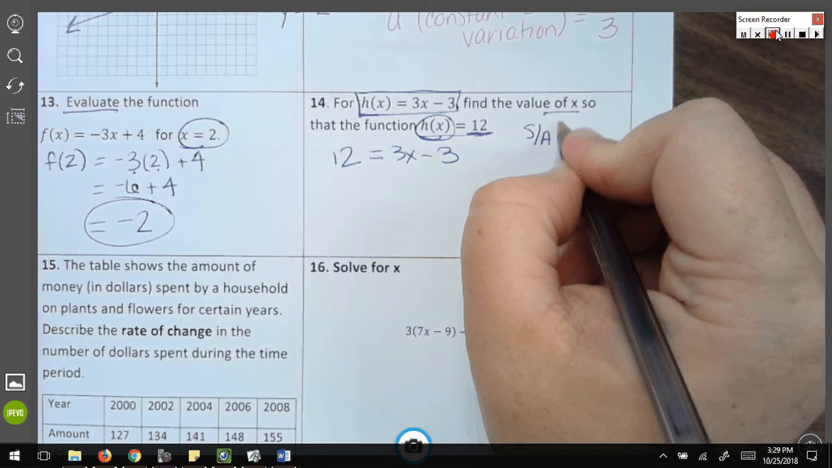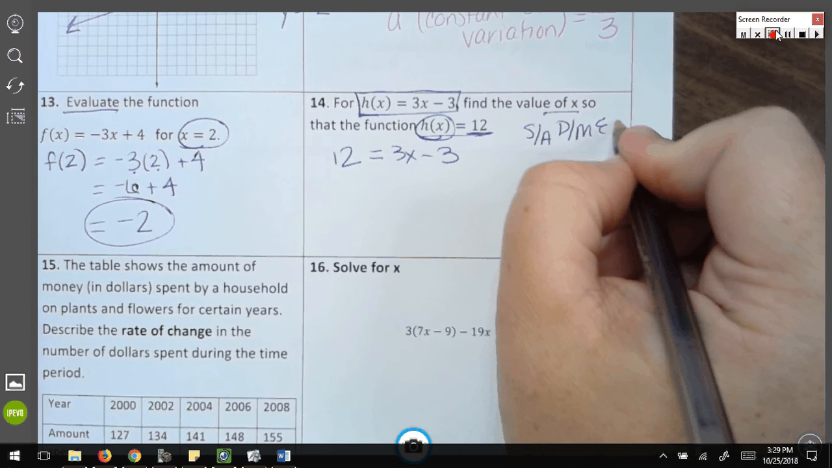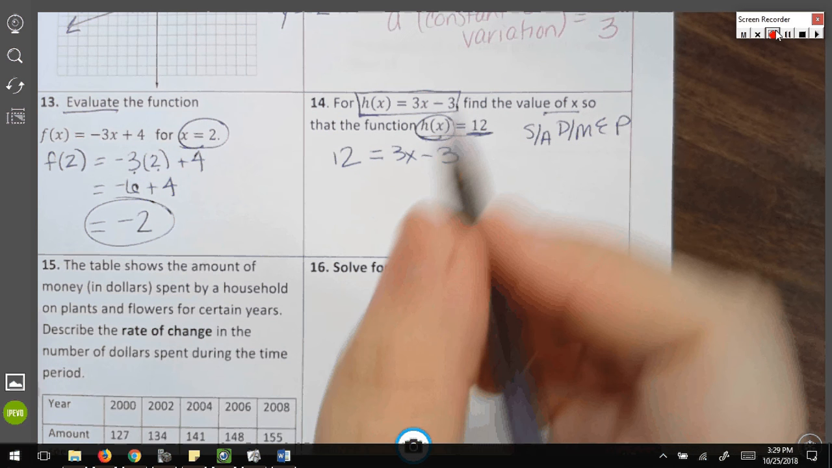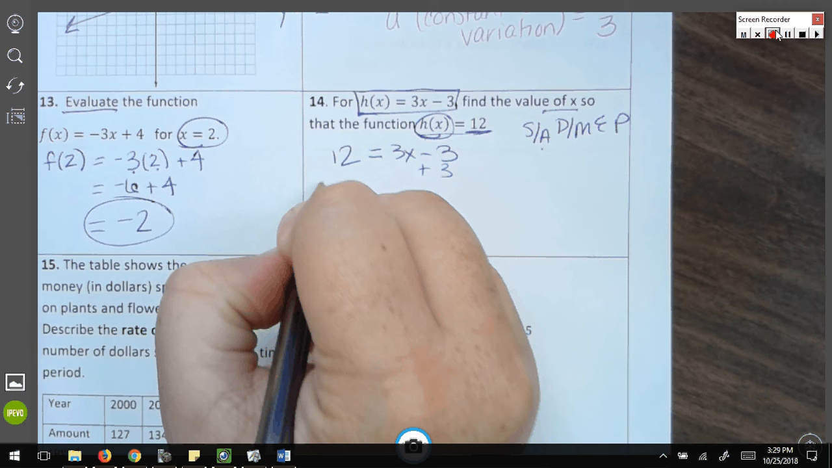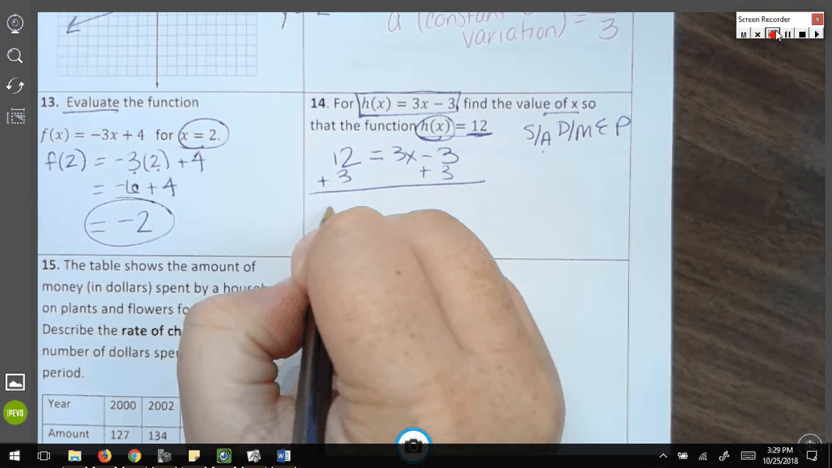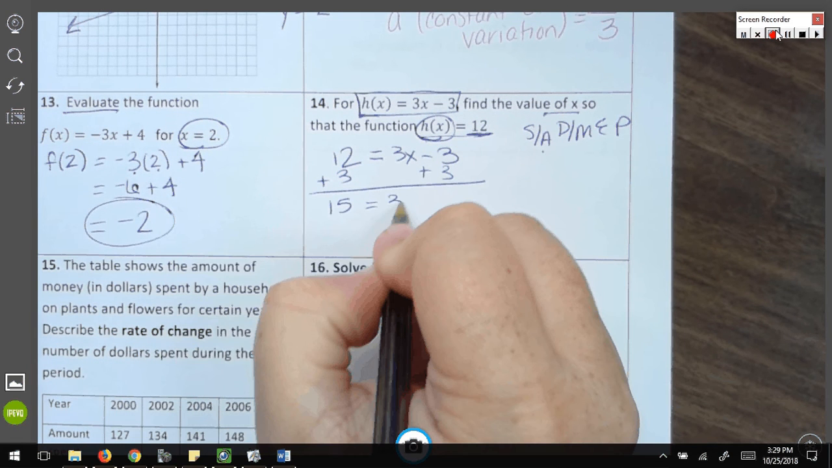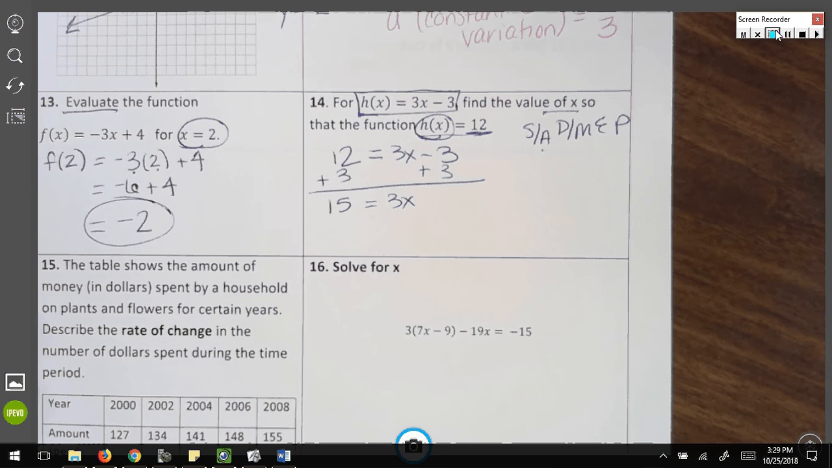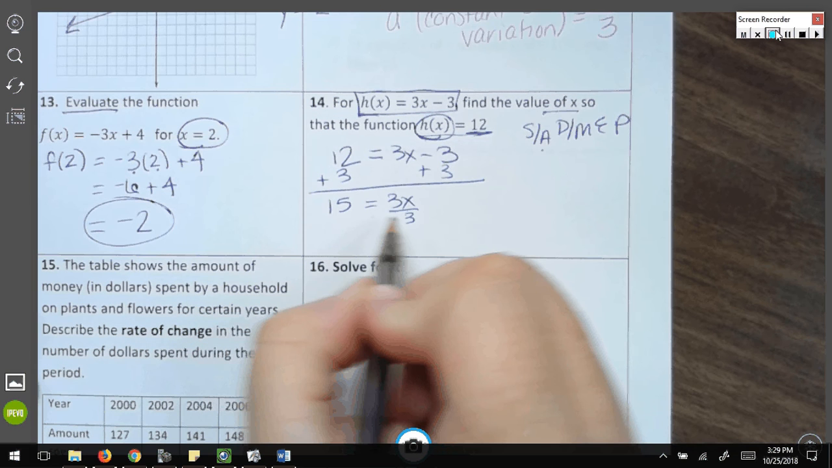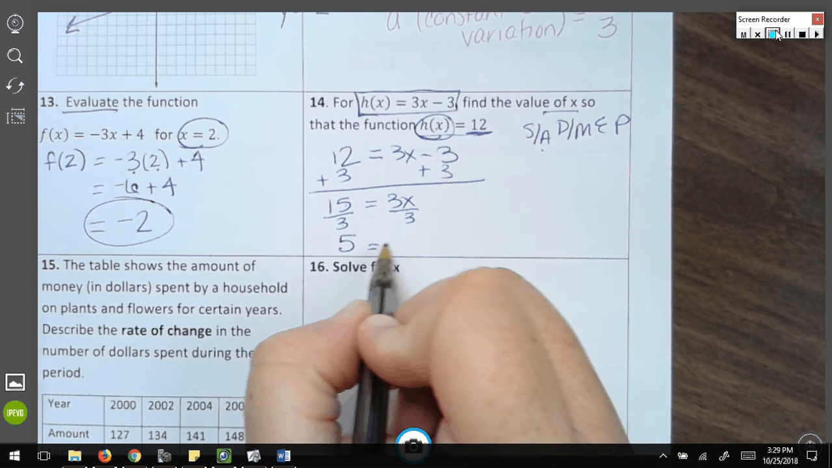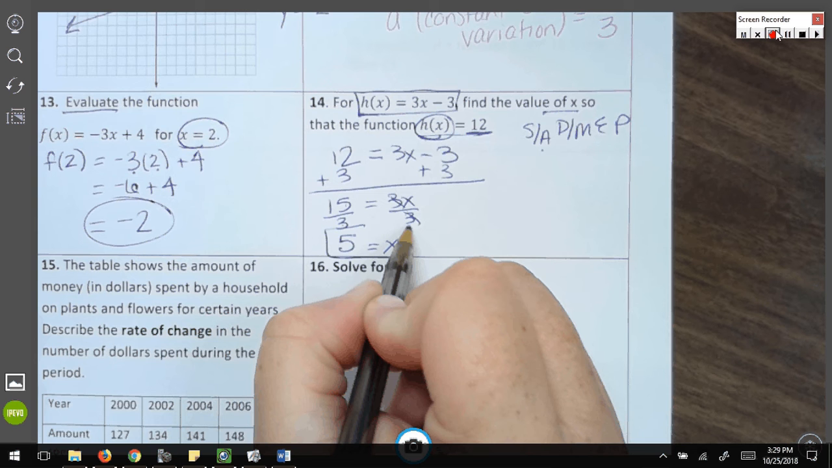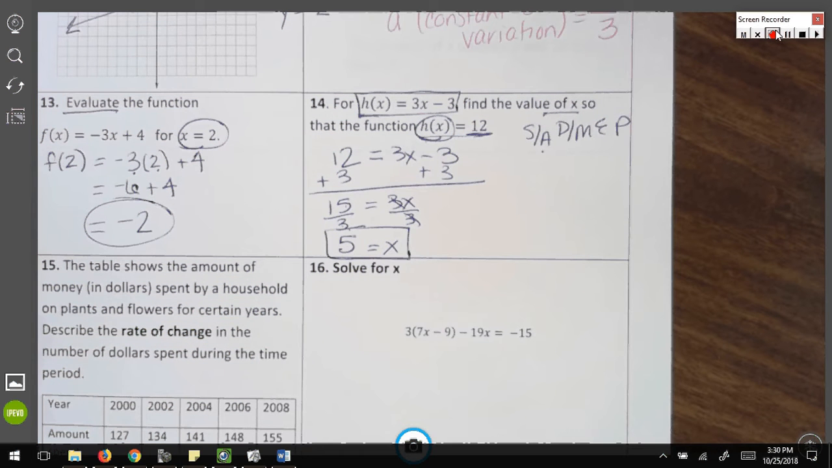Remember, we're going to go in reverse order of operations. I want to add or subtract first, so I'm going to add the 3 to both sides. And I get 15 equals 3x. Again, solving for x, I'm going to divide by 3. 15 divided by 3 is 5, and it's solved. Okay? Moving on to number 15.